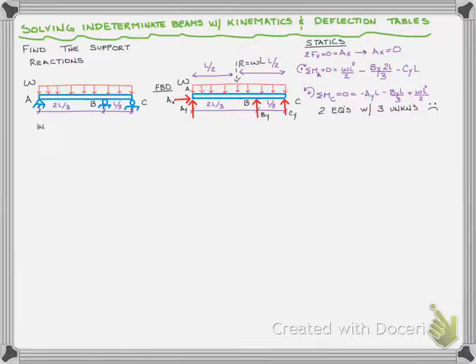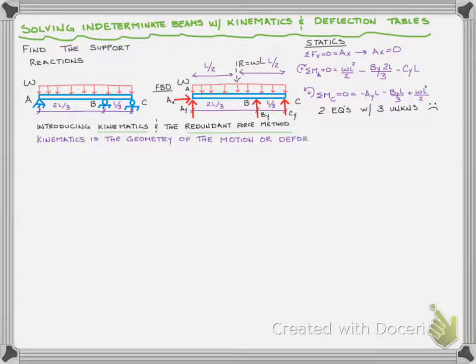And so what we want to actually do is introduce something called kinematics and the redundant force method. And kinematics is what we call the geometry of the motion. And in our case, the motion is deformation, and it's the deformation in our beam. So we could say that kinematics is the geometry of the deformation.